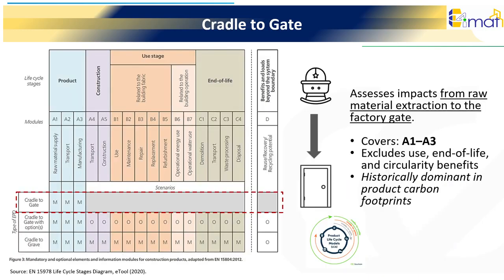Cradle to gate evaluates the environmental impacts of a product from resource extraction, through transport, to manufacturing, ending at the moment the product leaves the factory. It does not include use, maintenance, demolition, or disposal. This boundary was widely used in early carbon footprint analyses because it is easier to quantify and relies primarily on manufacturer data. While still useful for comparing materials at the production stage, cradle to gate often underestimates long-term impacts, especially in buildings, where operational energy and end-of-life processes are significant.